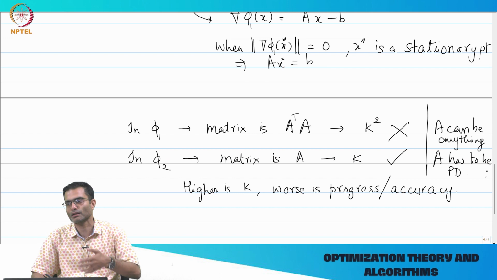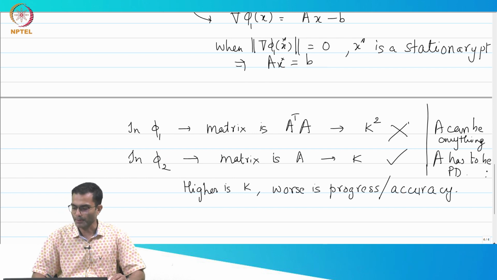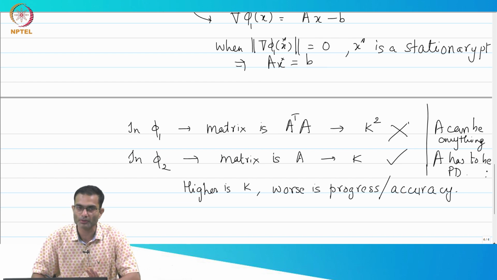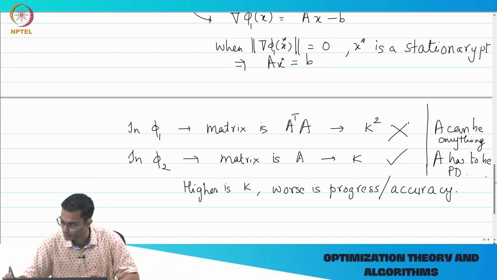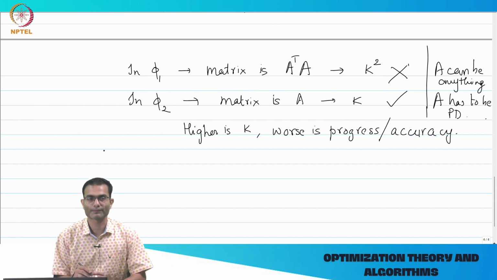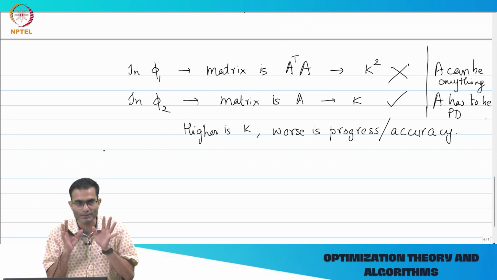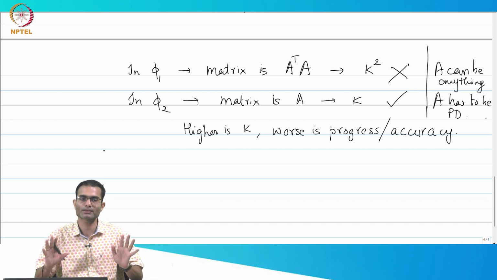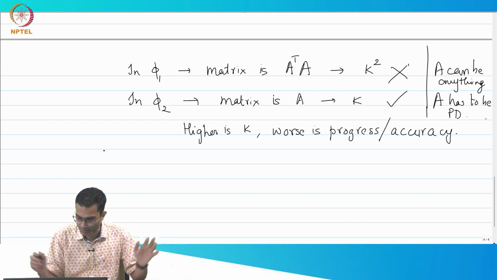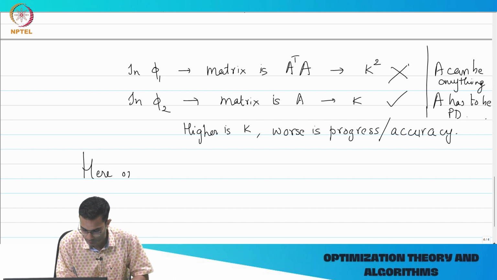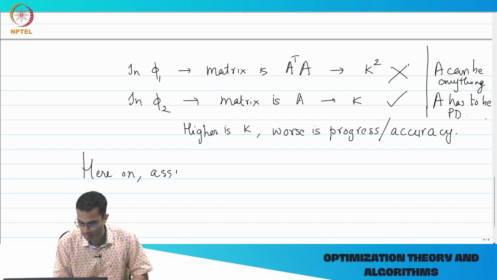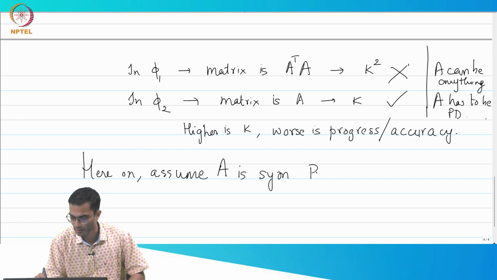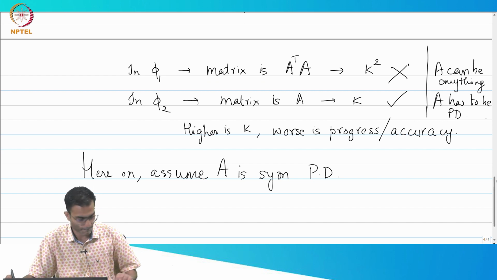But as we will see, there are lots of tricks around these things, right? But if your matrix was given to be positive definite, you should definitely go for approach 2 because your condition number is better. Okay. So in what follows, because we want to study the essential core idea of conjugate gradient, we are going to make our life easy. We will say assume A is symmetric positive definite. Okay, so here on, assume A is symmetric positive definite.